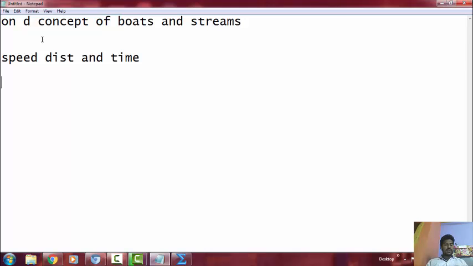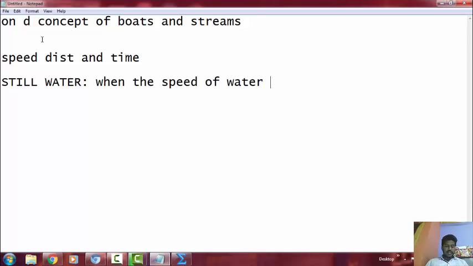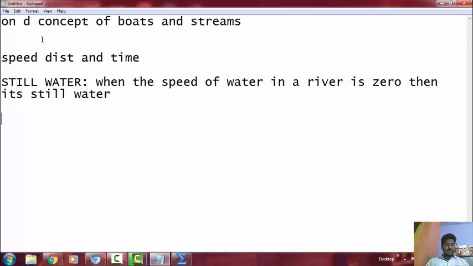First, before going into this, you need to learn some basic definitions. What is still water? When the speed of water in a river, or anything you consider, is zero, then it is called still water.